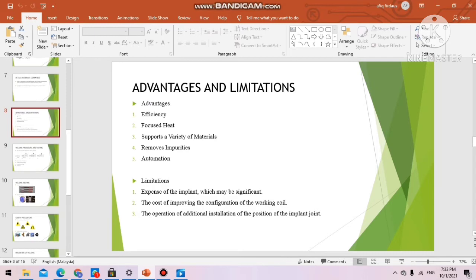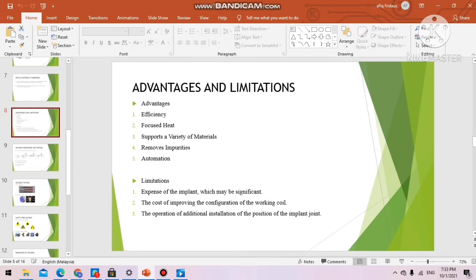The second one is focused heat. In addition to efficiency, induction welding is capable of producing focused heat. In other words, the induction welding device will generate heat, and the heat generated will be localized to a single and specific area, protecting the workpiece from damage.